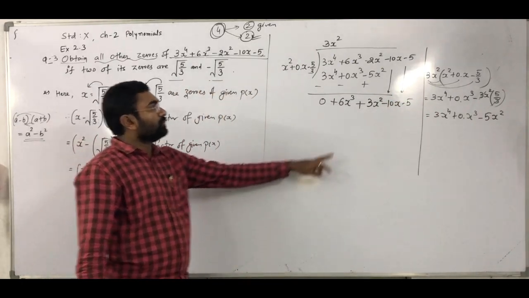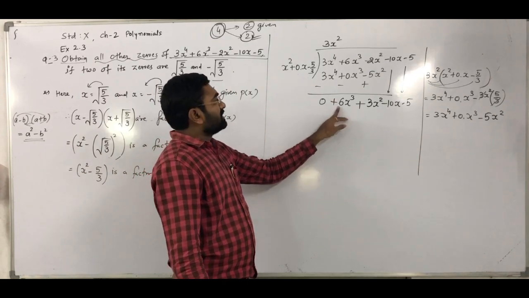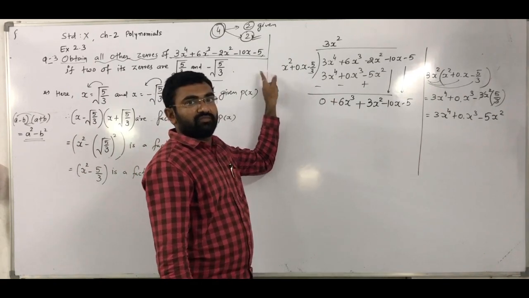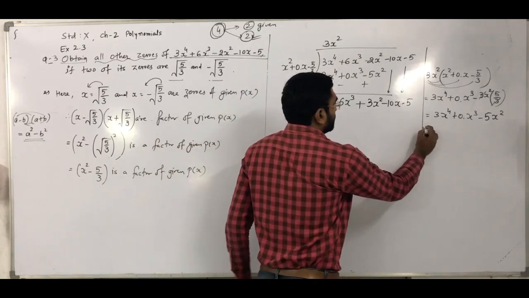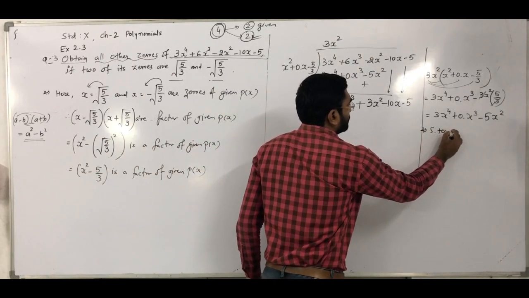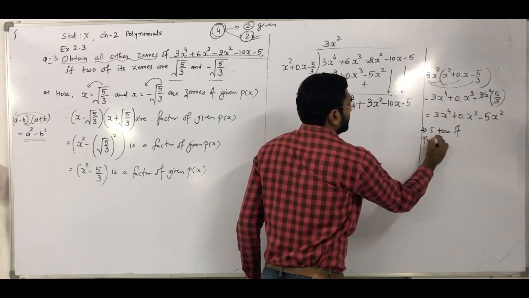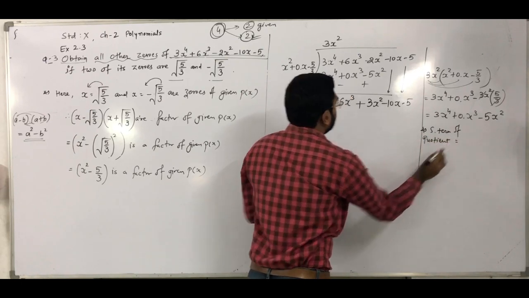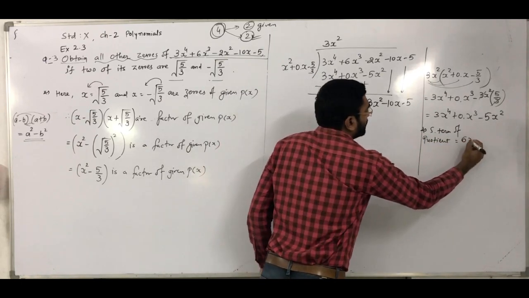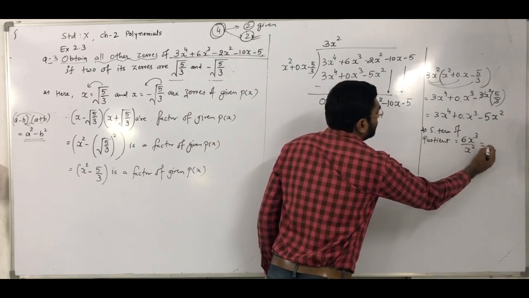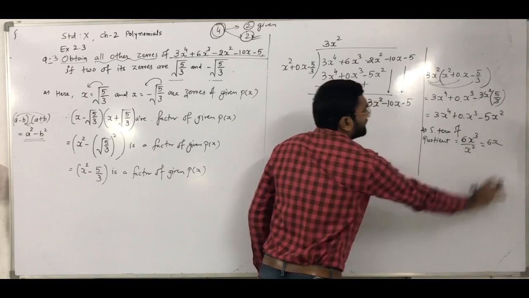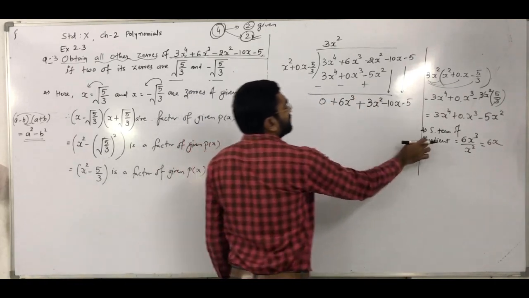Now whatever new polynomial we get, its first term is divided by the divisor polynomial's first term, so we get the second term of the quotient, right? So for the second term of the quotient, we take the new polynomial's first term. It means 6x cube is divided by the first term of the divisor, x square. So we get 6x. So the second term of the quotient is 6x.